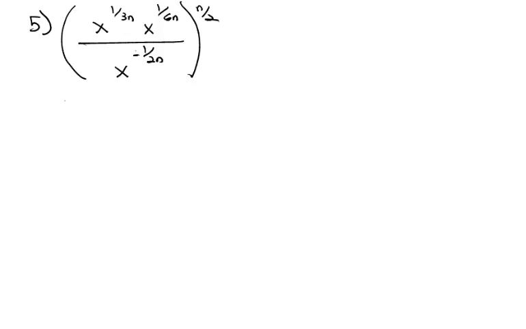This time I'm going to fix that negative exponent first. Let's get them all on the same line. X to the 1 over 3n, x to the 1 over 6n, x to the positive 1 over 2n, to the n over 2. One thing I'll notice is in order to add these exponents, we're going to need a common denominator.